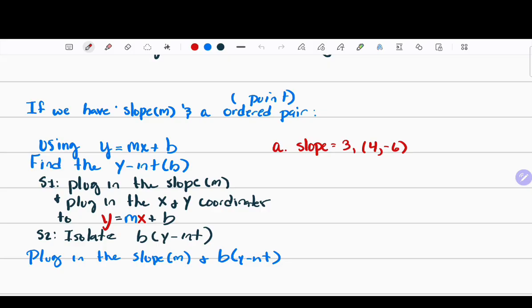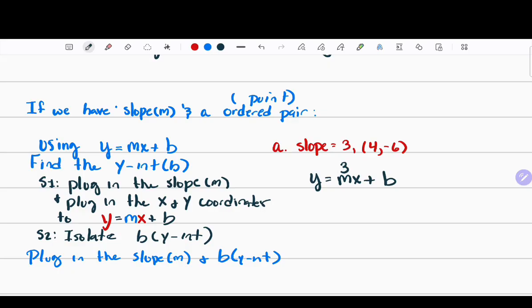It says first, we're going to find the y-intercept. So using y equals mx plus b. Let's go ahead and do that. The more you write, the more you memorize it. So we have y equals mx plus b. And it says plug in the slope and the x and y coordinates into our y equals mx plus b. So remember, our slope is our m.